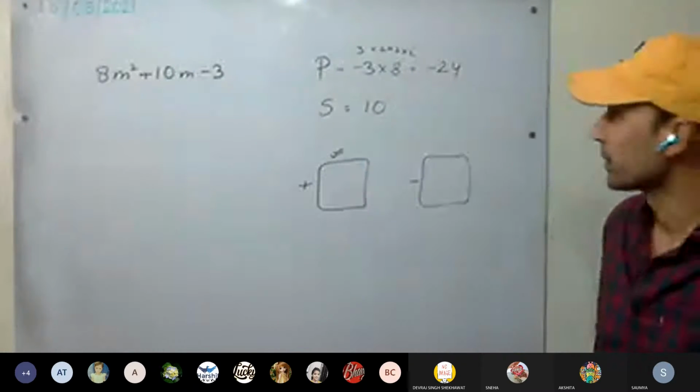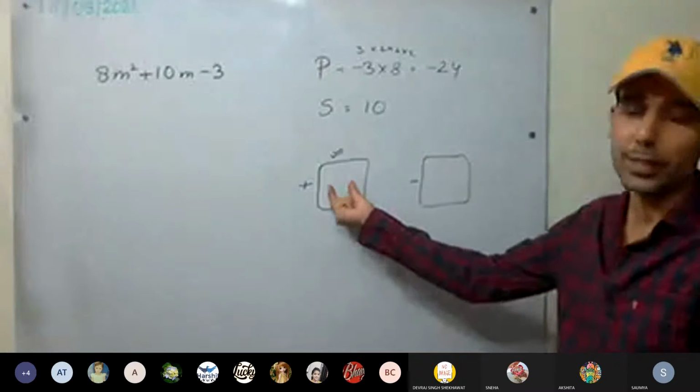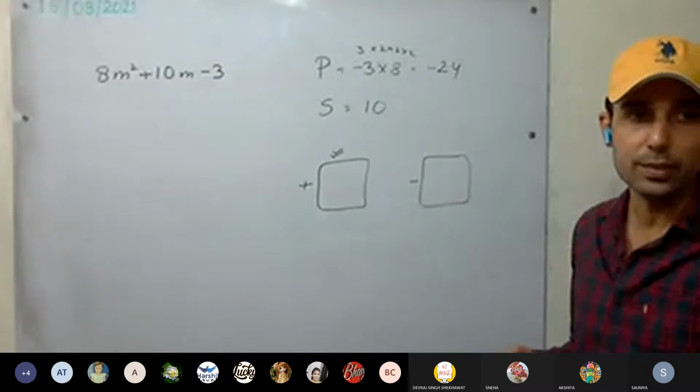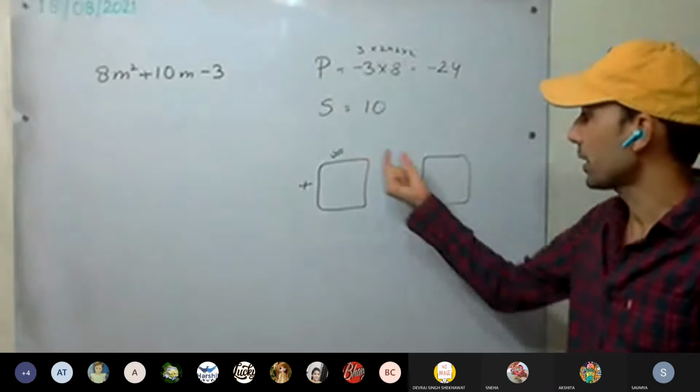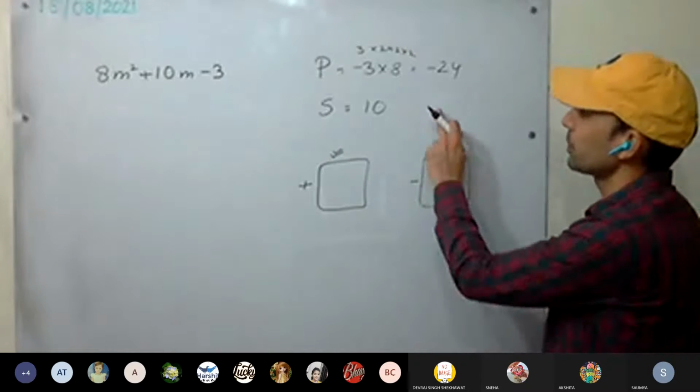Positive number is bigger. Okay, sum is 10. It means the positive number is bigger and the negative number is smaller. Have you all understood this one? Positive number is bigger and negative number is smaller. Okay, find those two numbers.